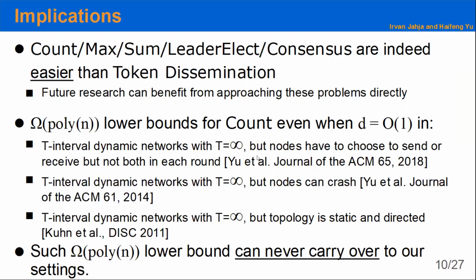Second, a series of prior works have established omega poly(n) lower bounds for solving count, even when the diameter is just a constant, in a number of models that are related to the T-interval model. Our d cubed log squared n upper bound for count essentially tells us that such a lower bound can never carry over to the T-interval dynamic networks model.